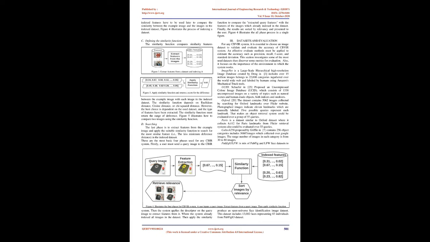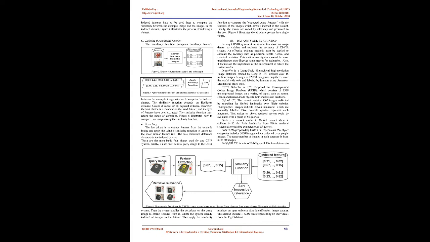3. Datasets and evaluation. For any CBVIR system, it is essential to choose an image dataset to validate and evaluate the accuracy of the system. Effective evaluation methods must be applied to estimate the accuracy, such as precision, recall, F-score, and standard deviation. This section investigates some of the most used datasets, then discusses some metrics for evaluation. Also, it focuses on the importance of the environment in which the system works.